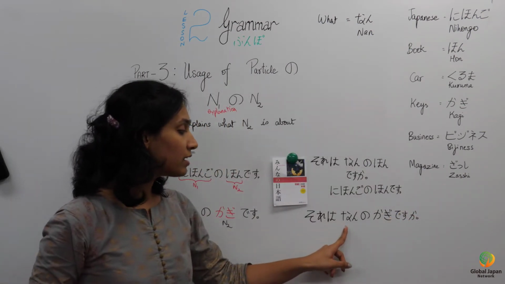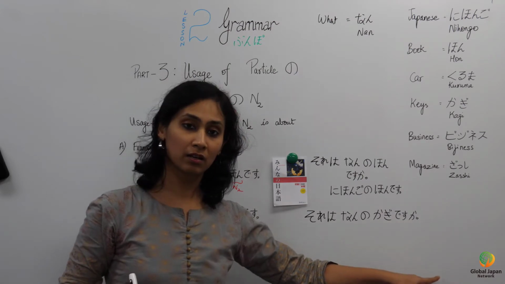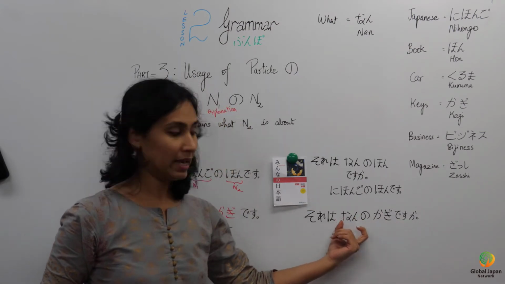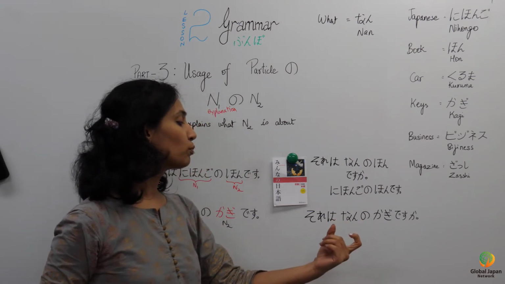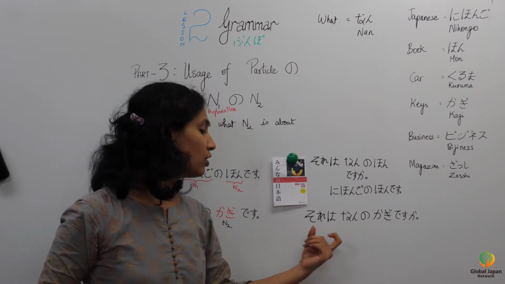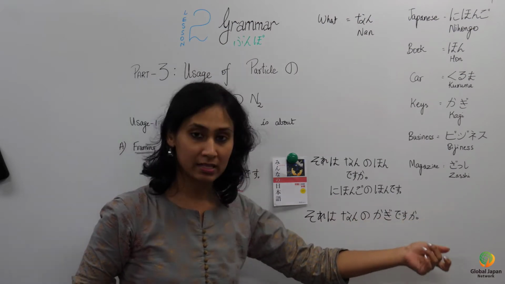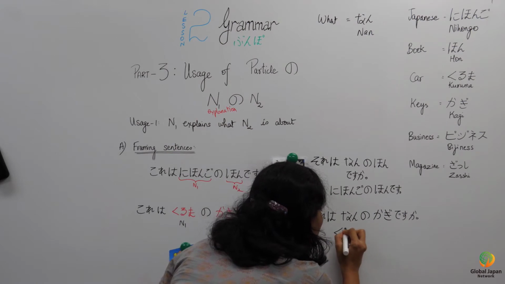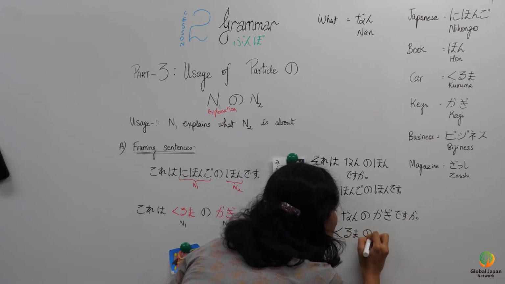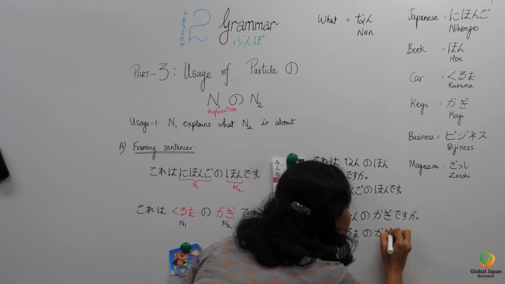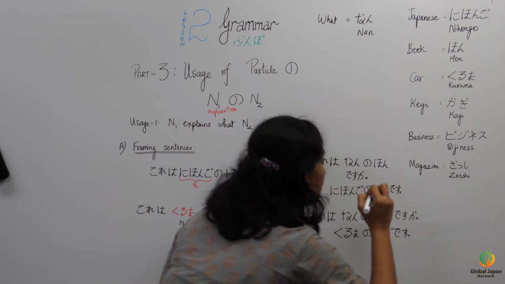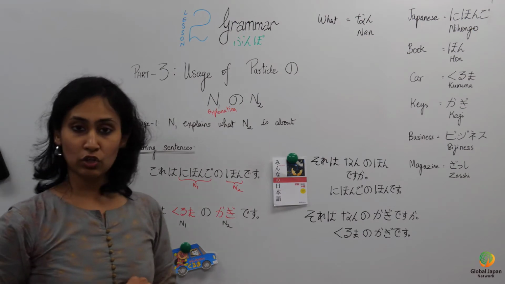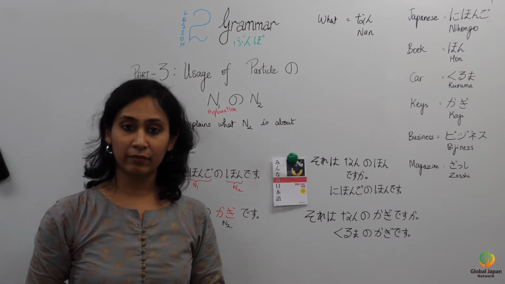Sore wa nan no kagi desu ka? You know the object is kagi. You want to know more information about it. Hence, instead of N1, we are going to put the interrogative word nan. Sore wa nan no kagi desu ka? And my answer would be Kuruma no kagi desu. Understood?